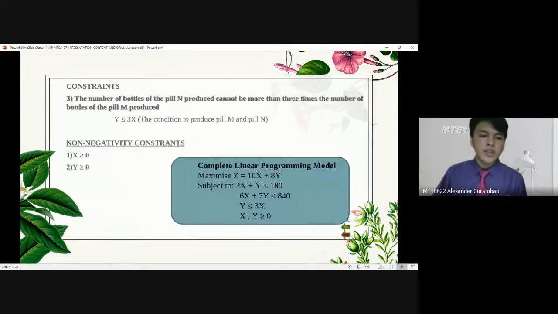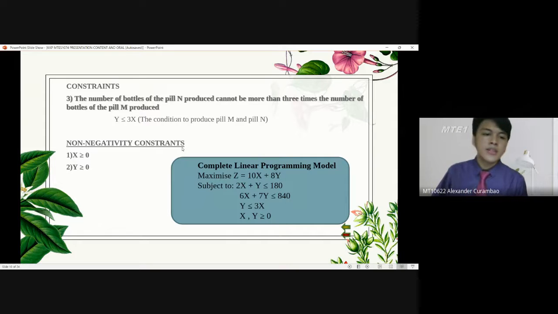The third constraint here is the number of bottles of pill N produced cannot be more than 3 times the number of bottles of pill M produced. This is basically the condition to produce pill N and pill M. So pill N is the Y, and pill M is the X. So Y cannot be more than 3 times the number of bottles of pill M, so y is less than or equal to 3x, the condition to produce pill M and pill N.